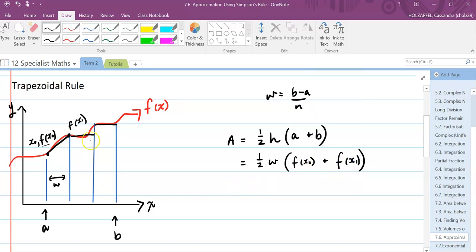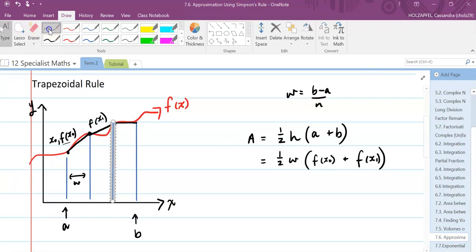So then we would do the same thing. Again, I don't want this to be a rectangle. I want this to be a trapezoid. Hold on one sec. Let me fix this. There we go.